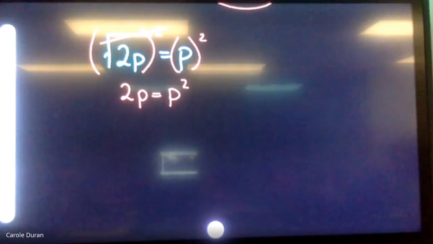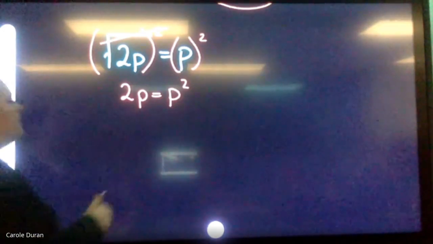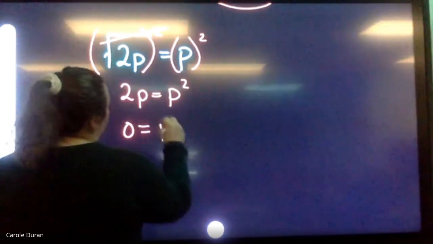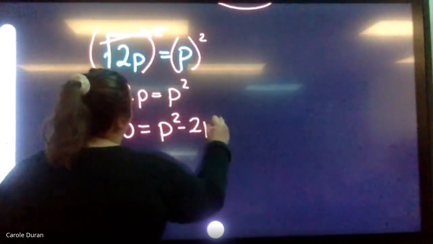What do you mean subtract p's? That one you can't do. No, that's only for dividing. Okay, so what we're going to do is I notice I have a p on both sides of the equal sign. That's really not going to work for me. So I need to get everything on one side of the equal sign if I have more than one variable. So I'm going to subtract this 2p over. And I'm going to get 0 equals p squared minus 2p.